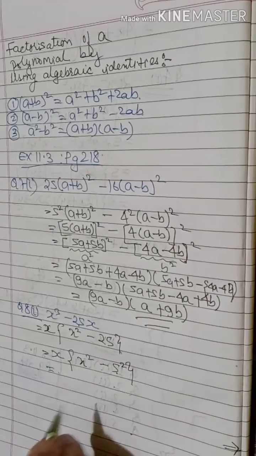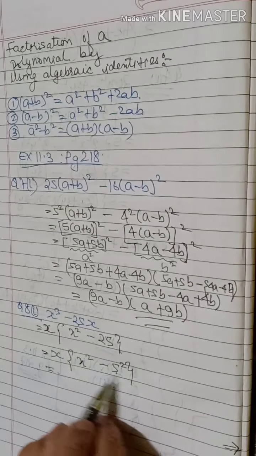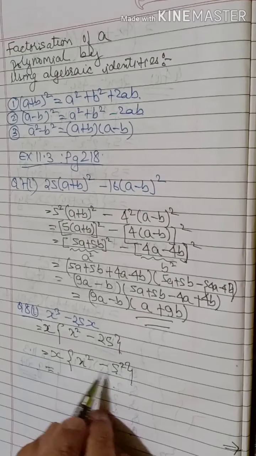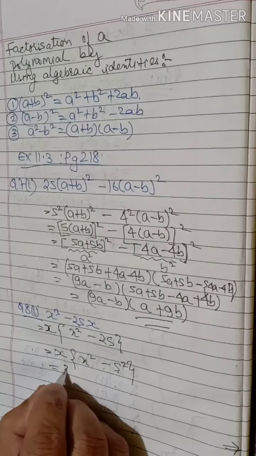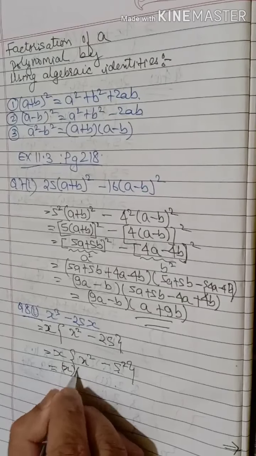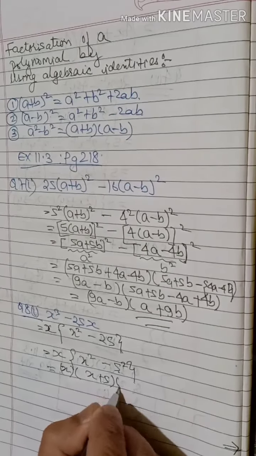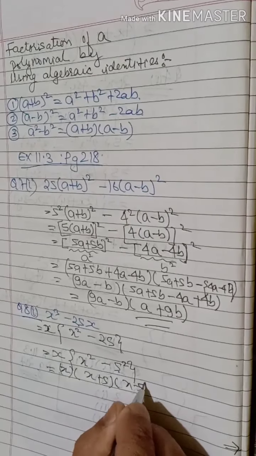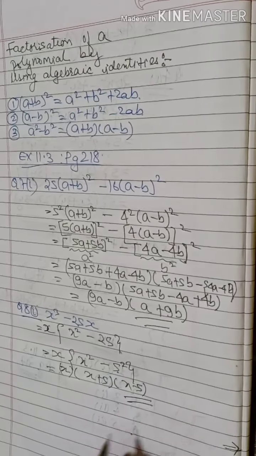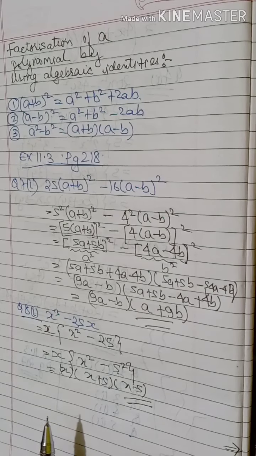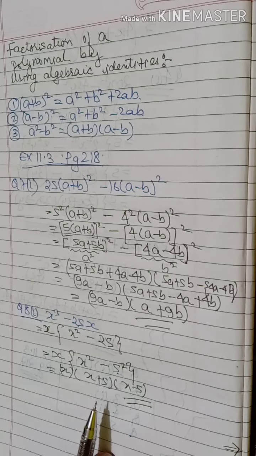Now if you notice the terms inside the curly bracket, it is already in the form of a square minus b square. So the x we can write here, and then a square minus b square means a plus b multiplied by a minus b. So what will be the factors of this polynomial? x multiplied by x plus 5 multiplied by x minus 5. Okay, so this will be the factors of the polynomial x cube minus 25x.